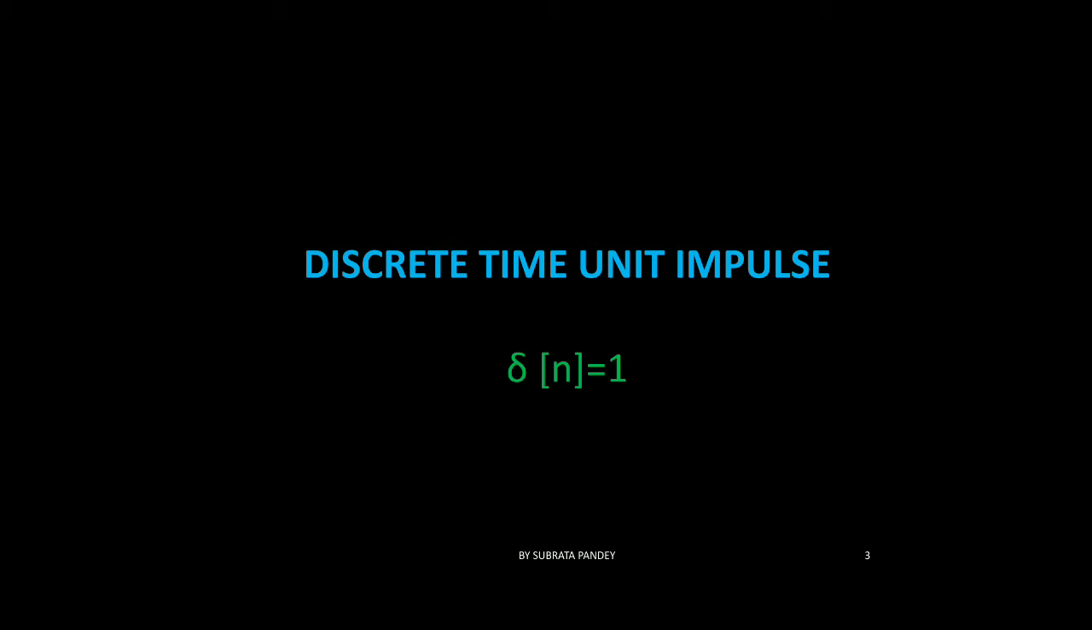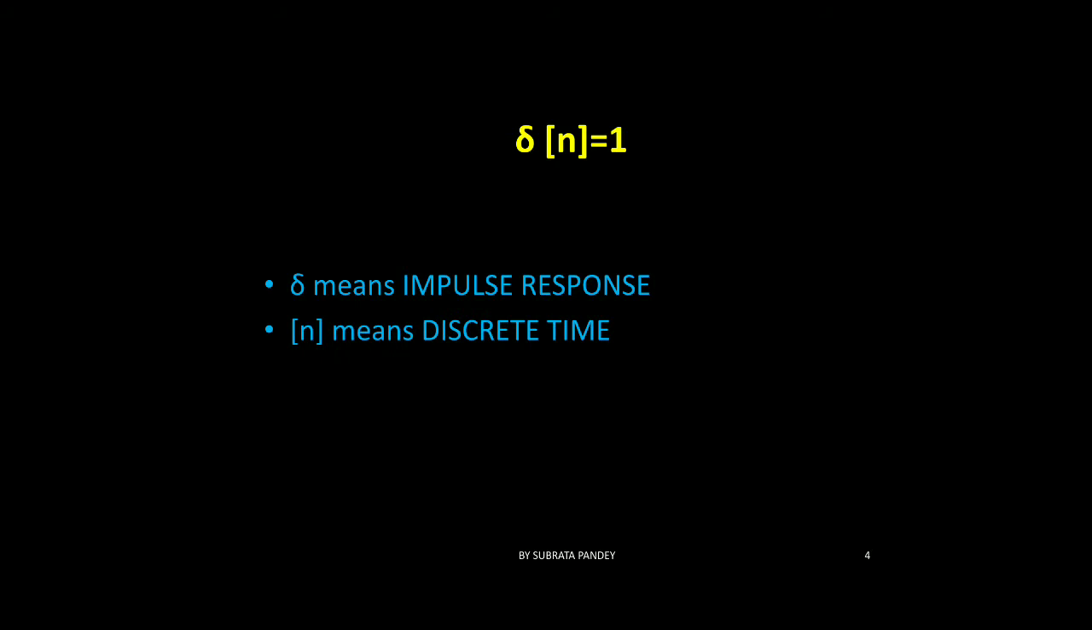It is expressed by δ[n] = 1. So what is δ? Why is the n inside the square bracket, and what does equal to 1 mean? Let's see. δ means impulse response. In signals and systems, whenever we see δ in future, we will understand that it indicates impulse response. And n within square brackets means discrete time, while n within round brackets means continuous time. Equal to 1 means the magnitude of this function is 1, that is unit.